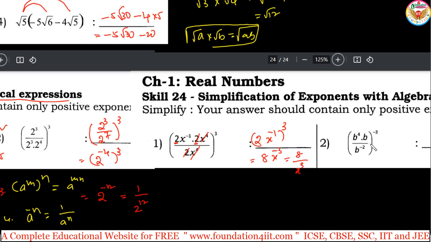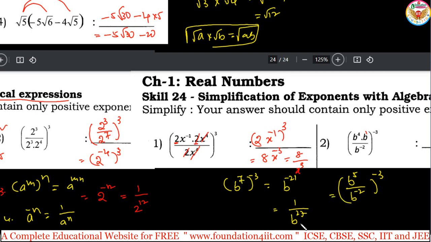See one more problem. Here is b power 4, b power 1, so we can write this as b to the power 5 divided by b to the power minus 2 whole to the power minus 3. b power 5 by b power minus 2: minus 2 if you take it up becomes plus 2, so you'll get b to the power 7 whole to the power minus 3. Finally b to the power minus 21. This I can write as 1 by b to the power plus 21.